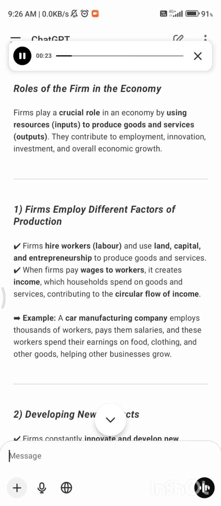When firms pay wages to workers, it creates income, which households spend on goods and services, contributing to the circular flow of income. Example, a car manufacturing company employs thousands of workers, pays them salaries, and these workers spend their earnings on food, clothing, and other goods, helping other businesses grow.